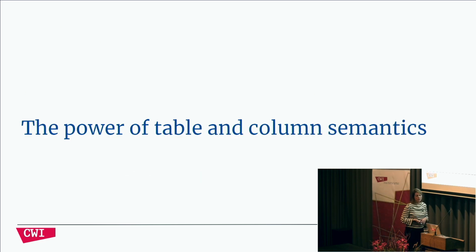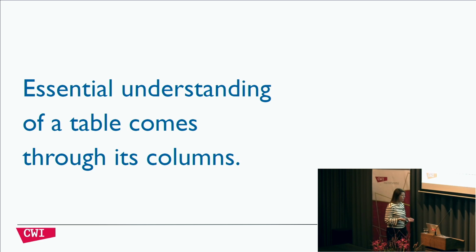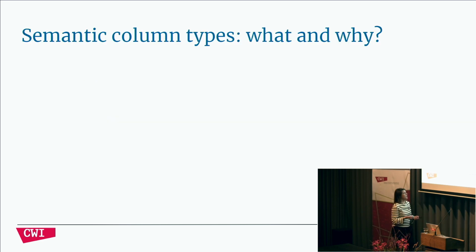So starting with the semantics and why that is so powerful for data systems. If you want to automate any task, you really need to understand what's actually inside that data. And a very important source of understanding comes through the columns of these tables, right? So what we want to do is to detect the semantic column types, so not the atomic types that you're used to, so integers or whatever, but the semantic column type. So what is it actually about?